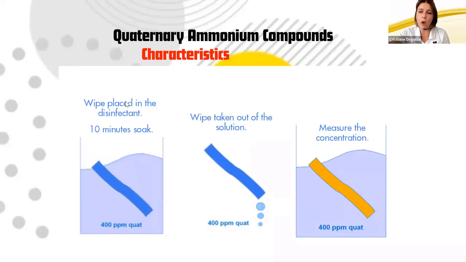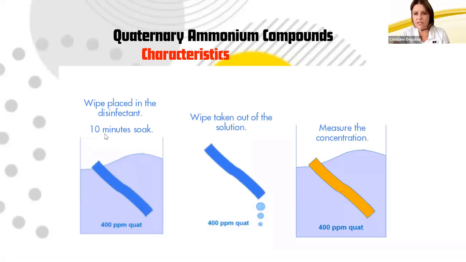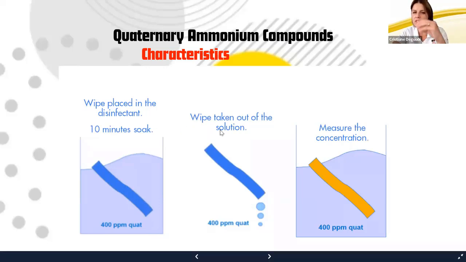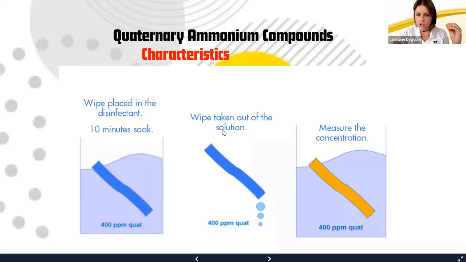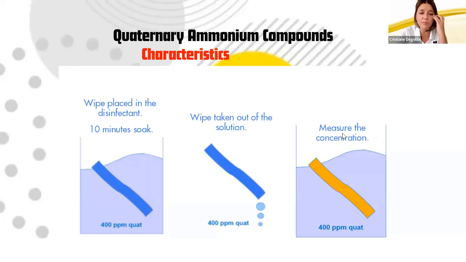Okay, so you need to test before going to the field if you are going to use a wipe. How? You choose a wipe and you place it into the disinfectant solution, for example, a 400 ppm quaternary ammonium solution. You need to soak it, leave it in there for 10 minutes. Then you take that wipe out of the solution, okay? And what you're going to do is purchase locally, and this is very easy to find. Maybe your manufacturer is going to provide that for you.